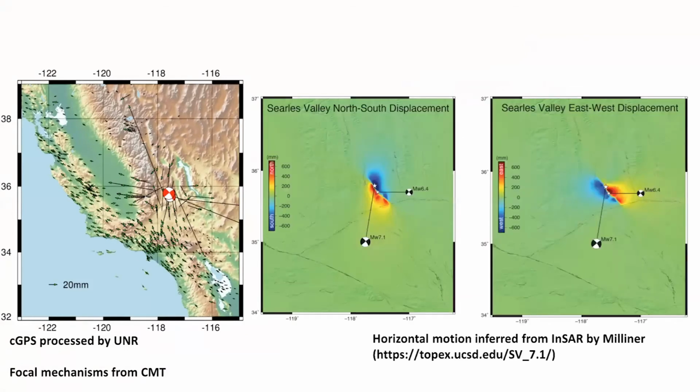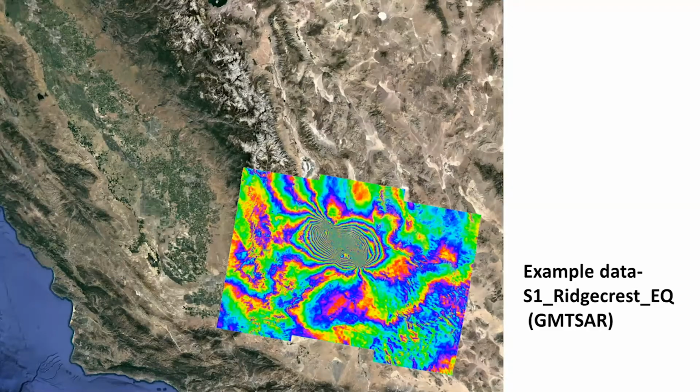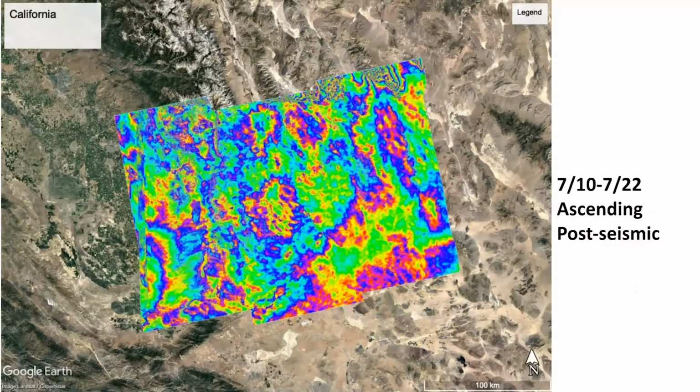And I looked up the GMTSAR page and they posted this horizontal motion inverted from InSAR data. And the pattern is very similar to each other. And so for the first time, I took the example data for the Ridgecrest earthquake and I processed it and I got this image here. And then I moved on to the post-seismic period.